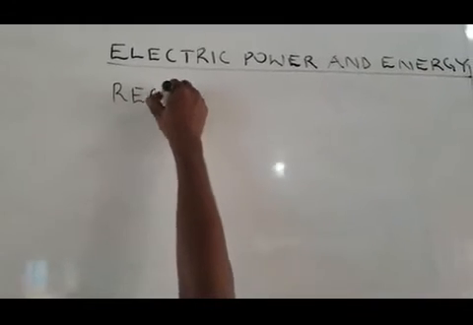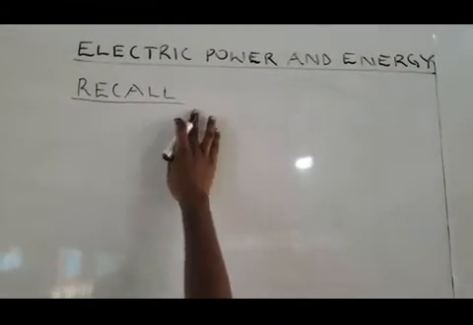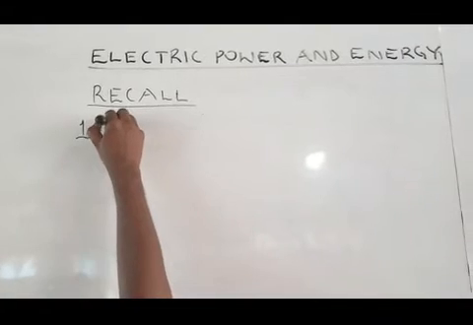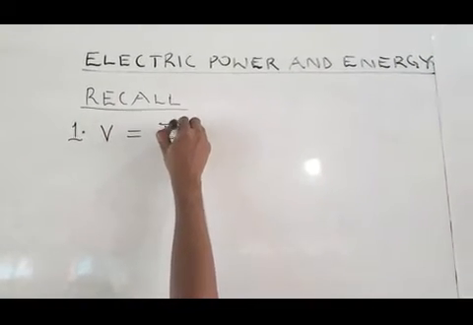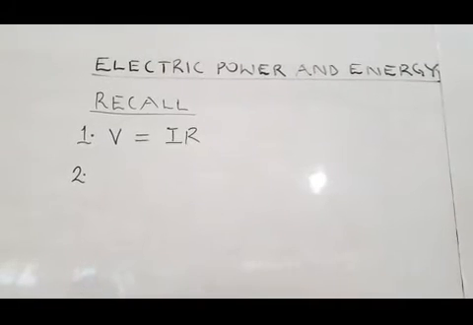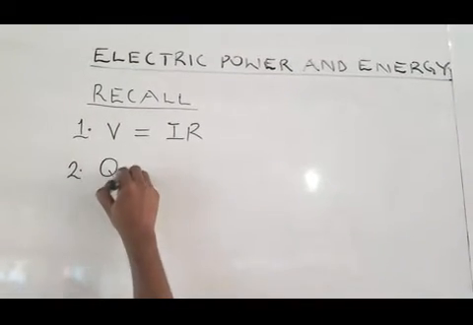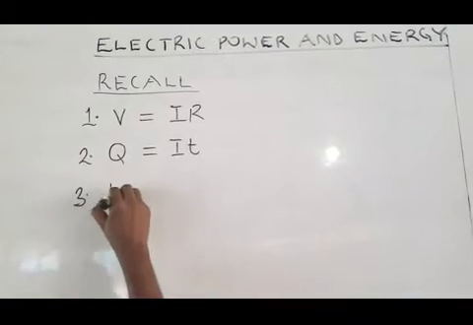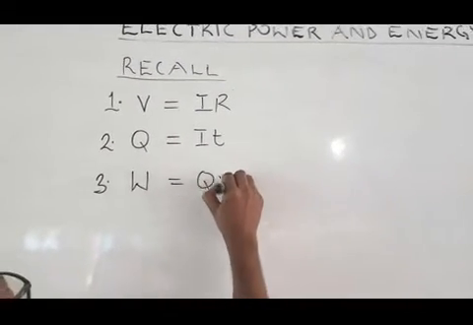Before we look at our next question, let's have a quick recap of the equations we came across. So as a recall, these are some equations that we have already come across. From Ohm's law, we know that the voltage is the current times the resistance. We also say electric current is equal to charge over time. So we say charge is the current times the time. We also said that work done is the charge times the voltage.